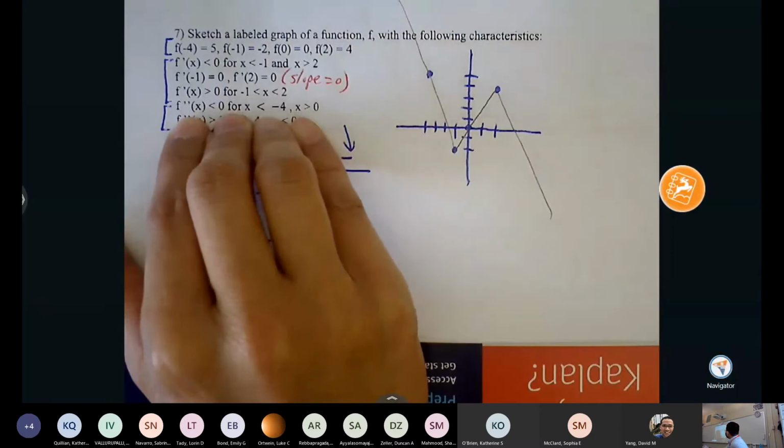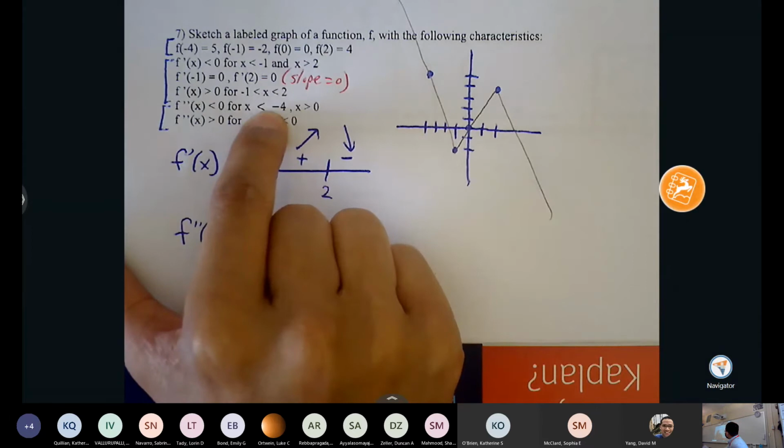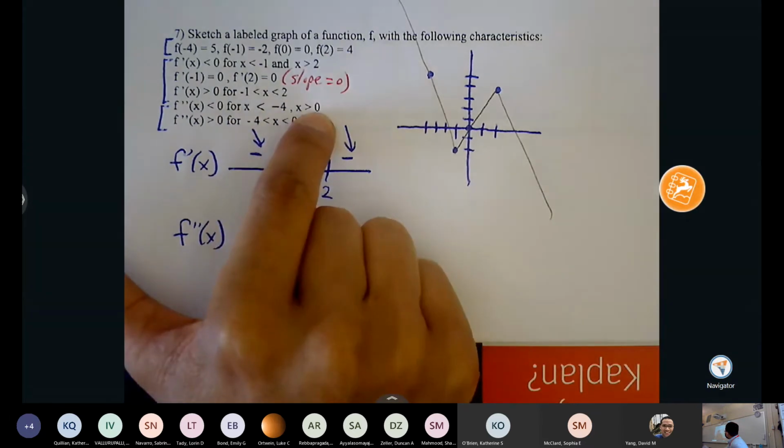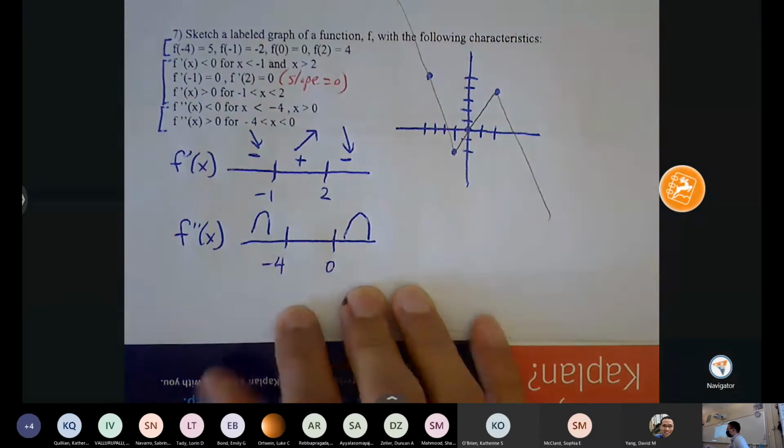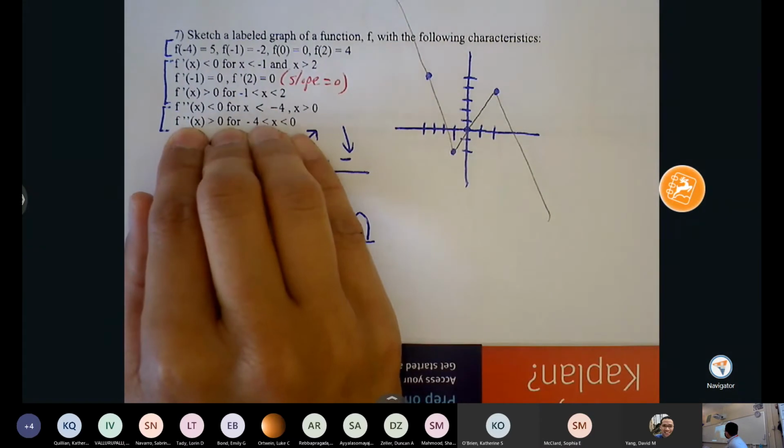Okay. f double prime is less than 0. Concave down, to the left of -4 and to the right of 0. f double prime is greater than 0. Concave up.